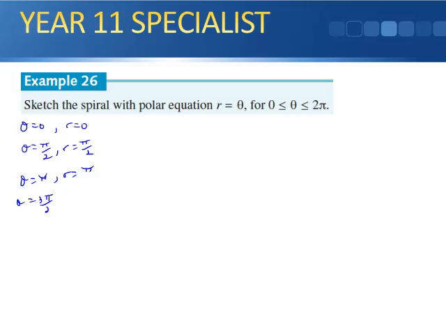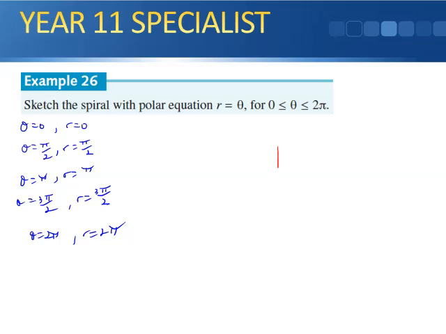So if theta equals 0, we get r equals 0. Theta equals pi on 2, I'm only going to do the main ones, then r equals pi on 2. Theta equals pi, we get r equals pi. Theta equals 3 pi on 2 gives us r equals 3 pi on 2. And theta equals 2 pi gives us r equals 2 pi.